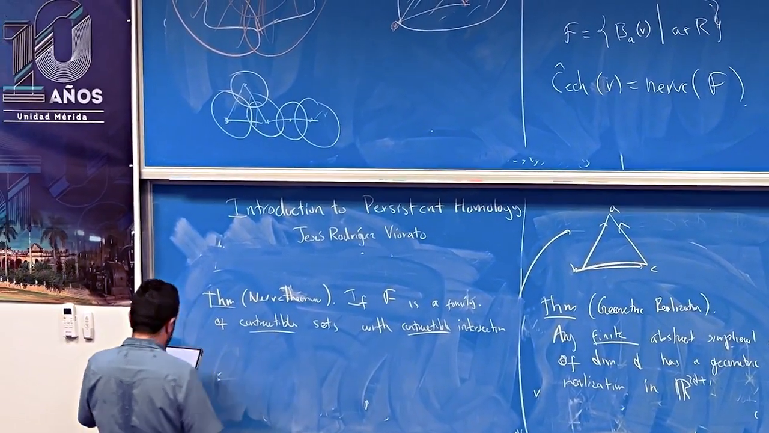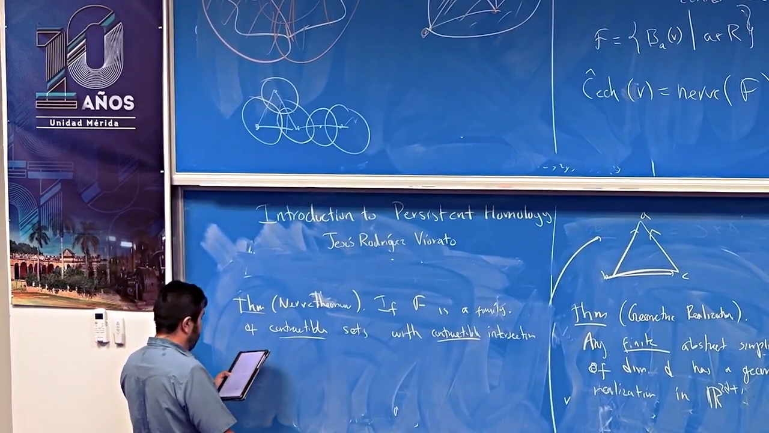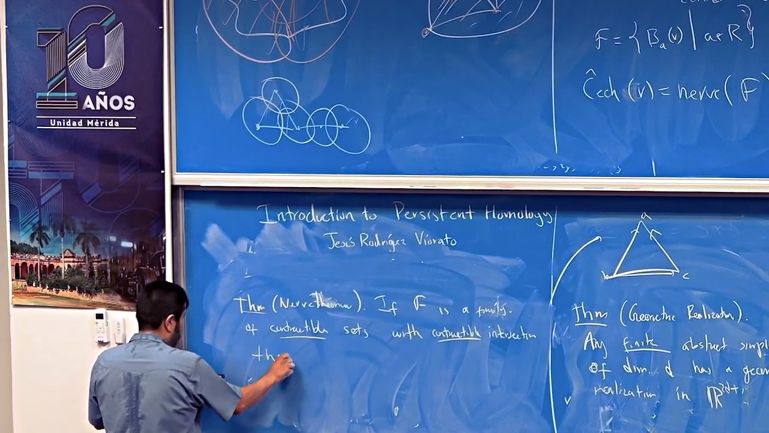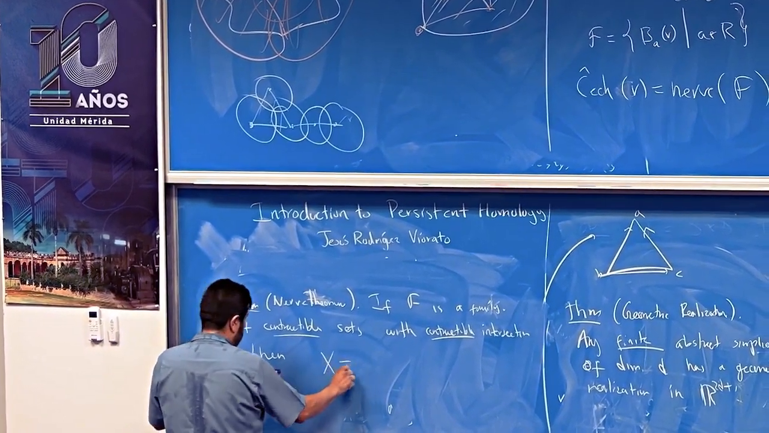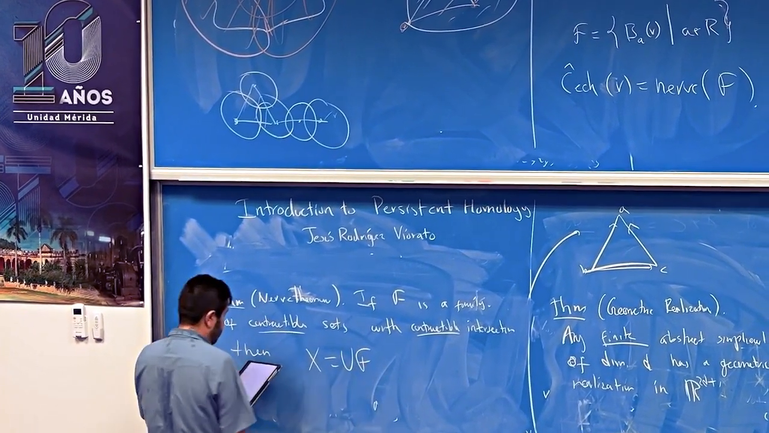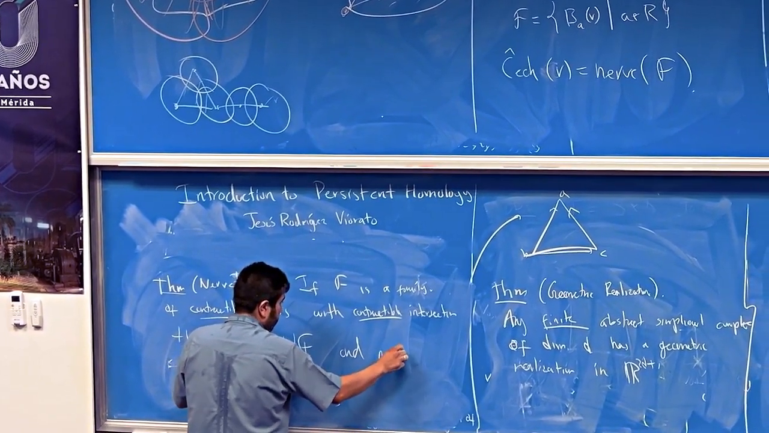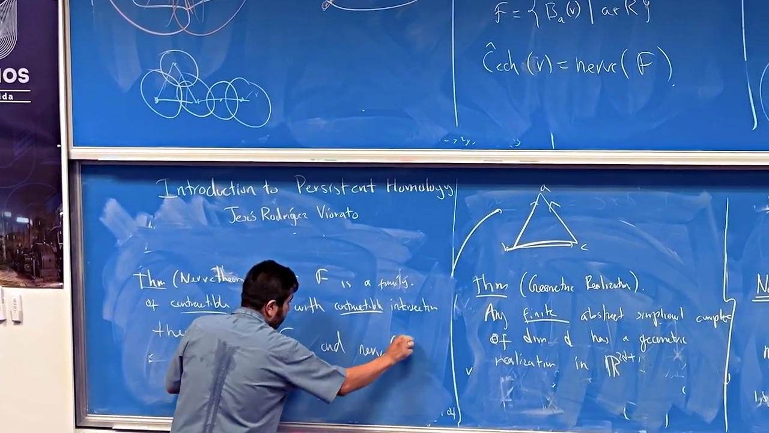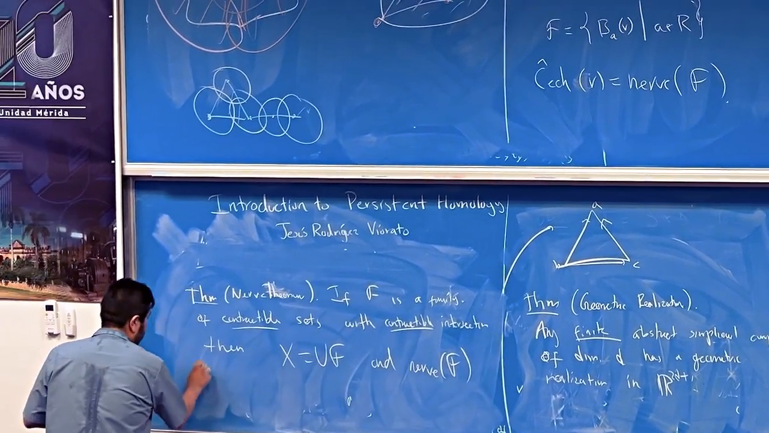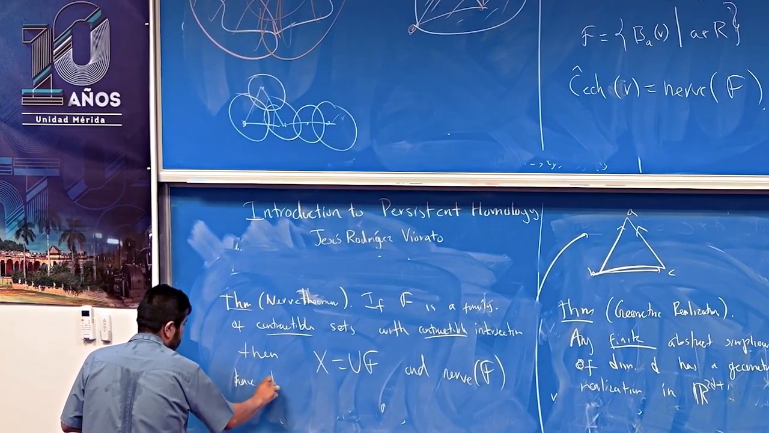there is a word that some of you might not know. Then let X equal the union of these sets, and X and the nerve of the family have the same homotopy type.